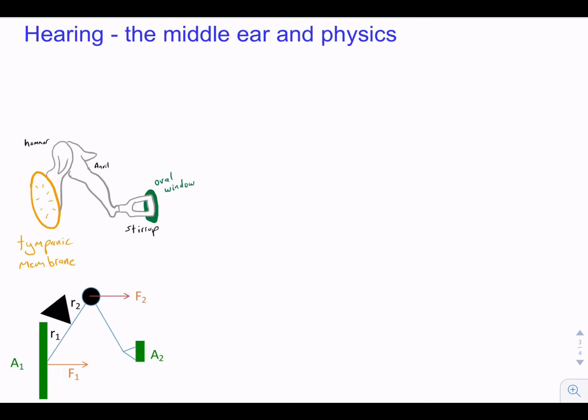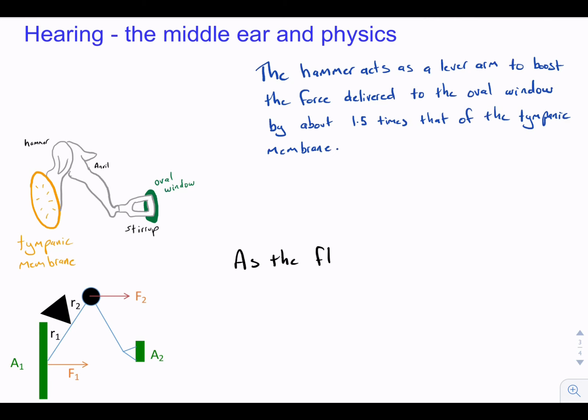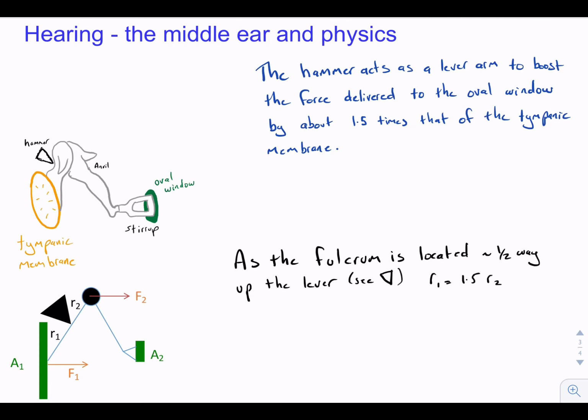Let's look at this in more detail. The hammer acts as a lever arm to boost the force delivered to the oval window by about 1.5 times that of the tympanic membrane. You can see that in the diagrams here. There's a schematic showing the lever as the hammer. The fulcrum is associated with a ligament connecting the bone to the surrounding ear, and as the fulcrum is located approximately halfway up the lever, R1 equals 1.5 R2. Therefore, F2 equals approximately 1.5 times F1.